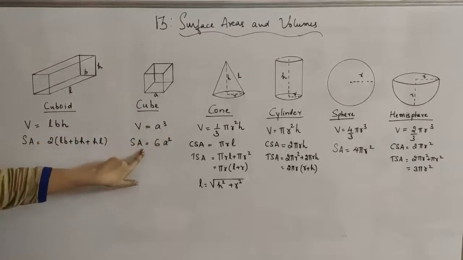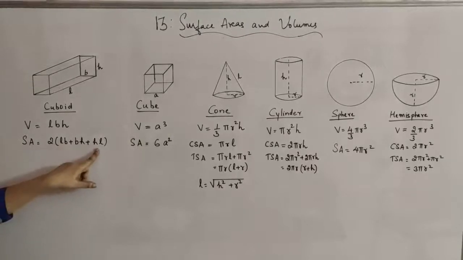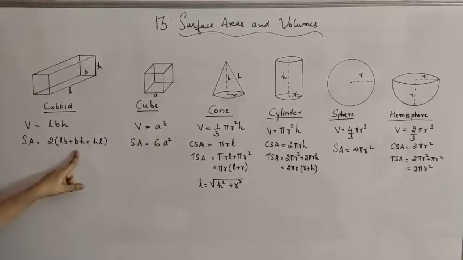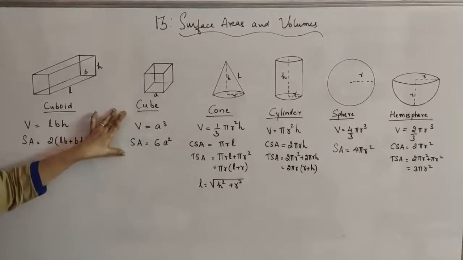And the surface area also, if you replace with A, you will get 2 into (A square plus A square plus A square), which is 2 into 3A square, or 6A square. So that is the surface area of the cube.